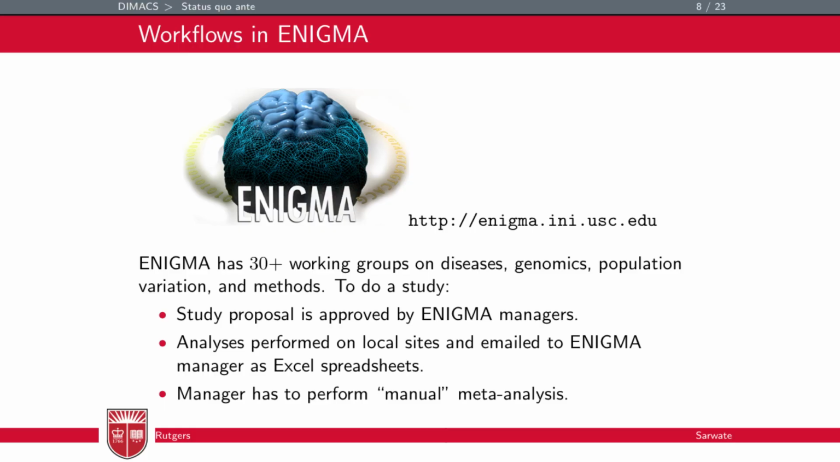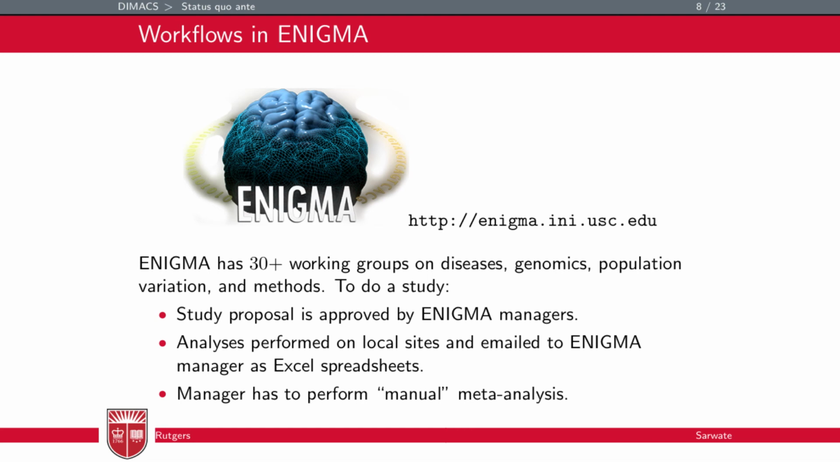But there's a lot of interest in the community, right? They already have 30 working groups, which are organized under the aegis of this Enigma study. But in order to do a regression analysis, you'll write a proposal to the people who manage the system. They'll say, okay, this looks good. This satisfies all our rules. That's a moderately slow process, but not super bad.